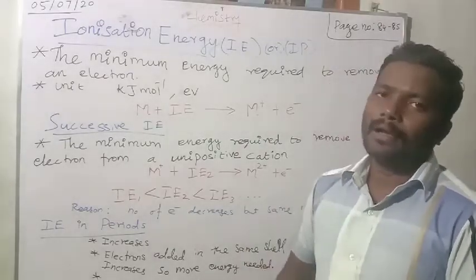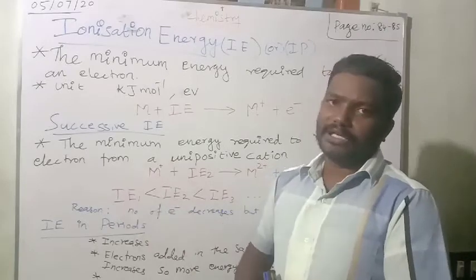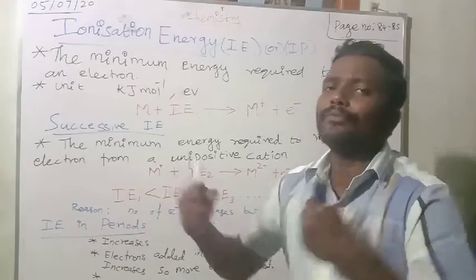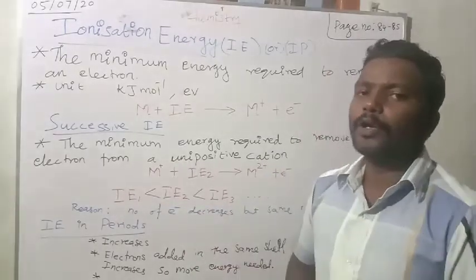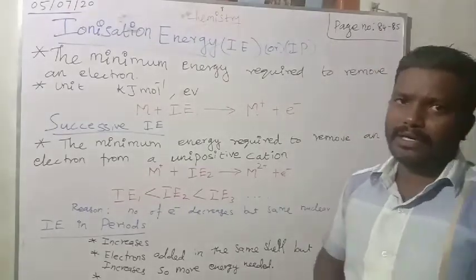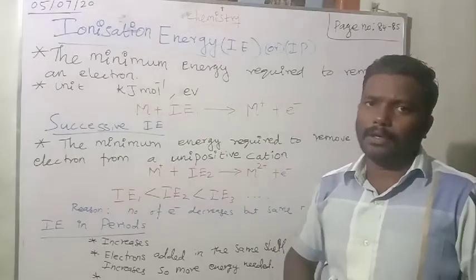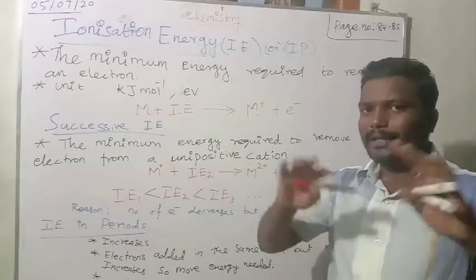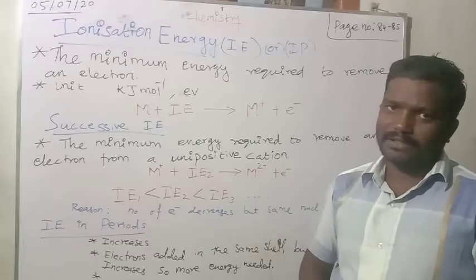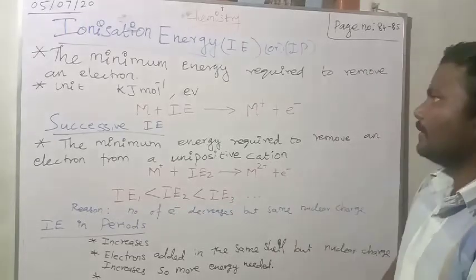The valence shell electron always has a loosely bound nature. Loosely means it does not have more force of attraction between the nucleus and the electron, right? So what is ionization energy, my dear students? The amount of energy required to remove an electron from a gaseous atom, an isolated atom, present in the ground state, right?